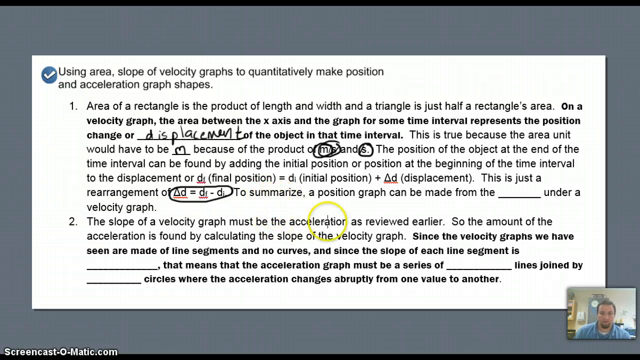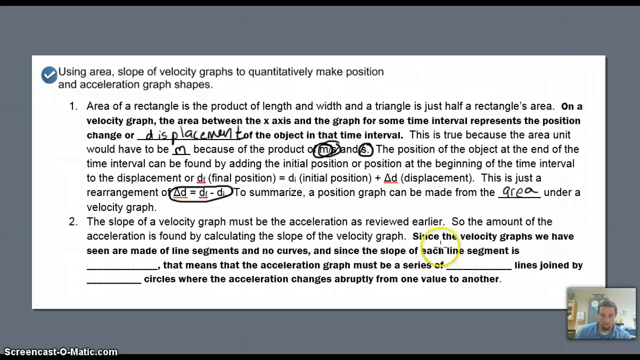So to summarize, a position graph can be made from the area under the velocity graph. Second, the slope of a velocity graph must be the acceleration as reviewed earlier. This is what we've been talking about previously, last week actually. So the amount of the acceleration is found by calculating the slope of the velocity graph.